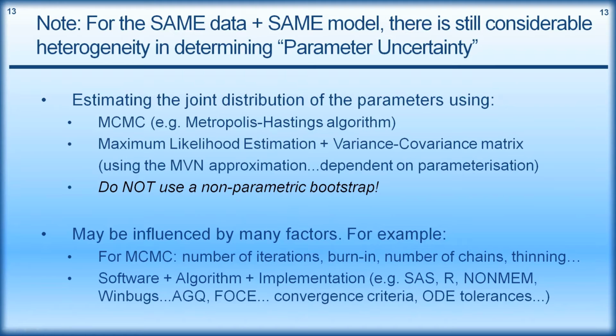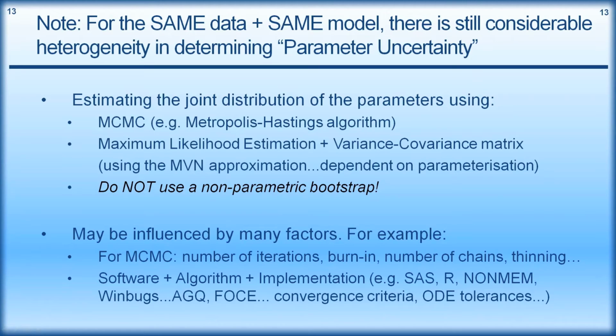Of course, maximum likelihood estimation is a very useful, quick, fast way of estimating our models. And we can use the maximum likelihood estimates and the variance-covariance matrix to approximate the joint distribution of the parameters using the multivariate normal approximation. So we need to think about the parameterizations, for example why we would parameterize log ED50 rather than ED50, because the multivariate normal approximation is going to work better on that log scale than on the untransformed scale.